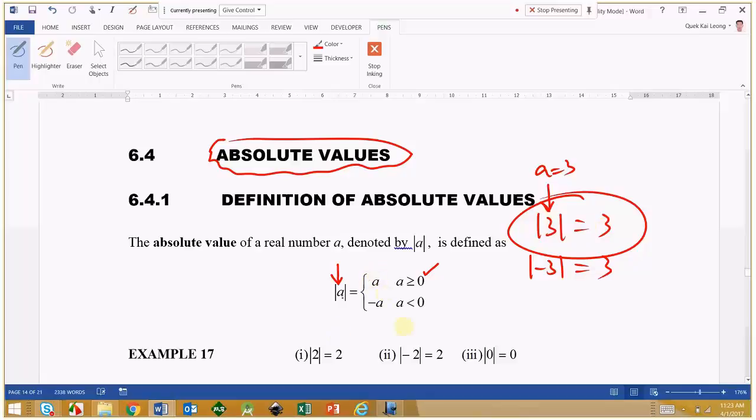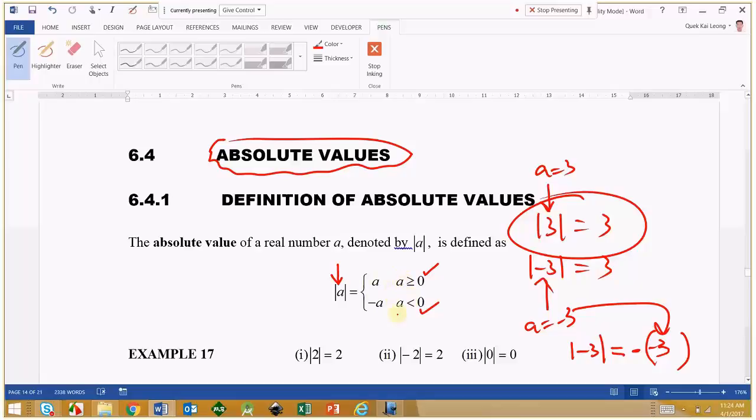Another part: absolute A will be equal to -A if your A is less than 0. The example I'm going to use is this. My A is -3. -3 is less than 0. So if you throw away the absolute sign, you have to put a negative in front. This is maybe a bit confusing. Absolute of -3, my A is -3. My -3 is less than 0, which is correct. So I have to put a negative in front of the A. Remember what the A is? A is -3. So the negative becomes a positive. That's why the result is positive. This is how you interpret this definition.